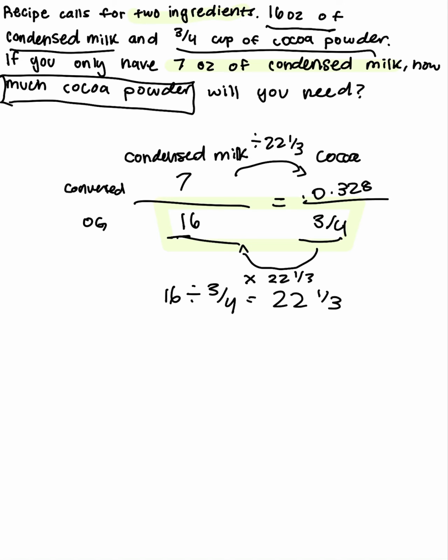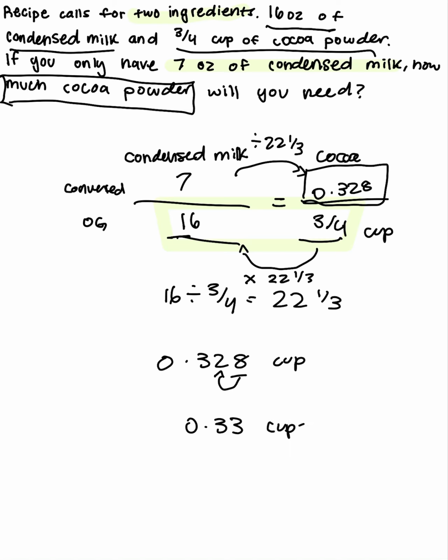So you might be a little bit confused by our result of 0.328, and as 3/4 is in cups, this will be in cups too. That's a little bit harder to see, but we could take this and round up, and you'll get 0.33 cups. And 0.33, if you didn't know, is basically 1/3. If you have trouble converting from decimal to fraction, you could just look it up.